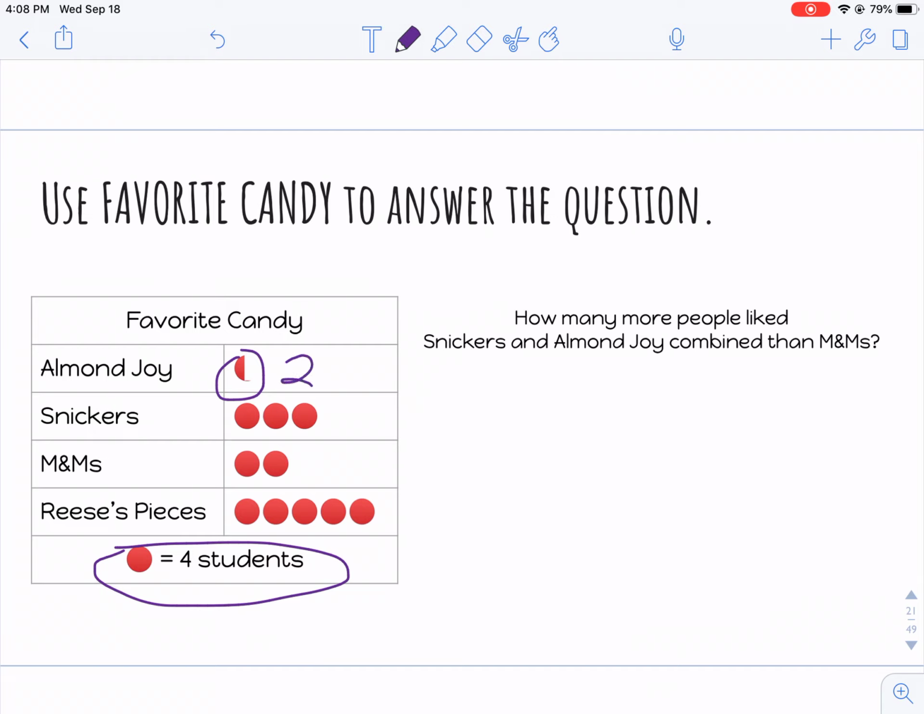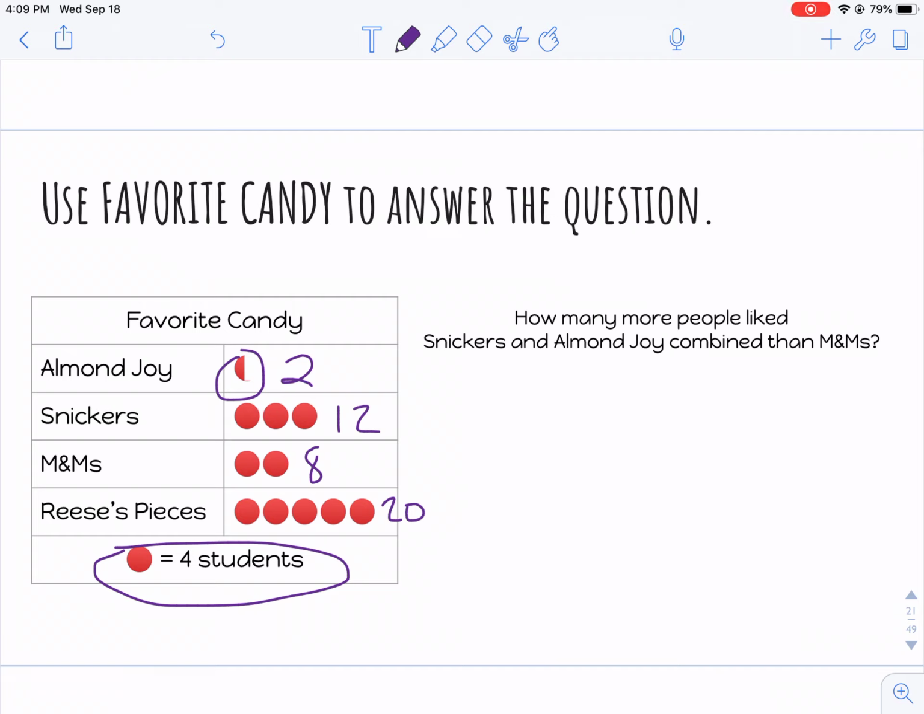I always tell my kids, before you even start, write the numbers next to your bars so you can see the numbers a little easier. So Snickers, we have 4, 8, and 12. M&M's, 4 and 8, and we have 4, 8, 12, 16, and 20 for the Reese's Pieces. As far as reading the graph, usually not too much of an issue, but the only thing is that half of a symbol, and making sure we're looking at the key.